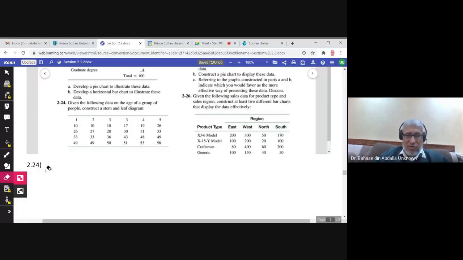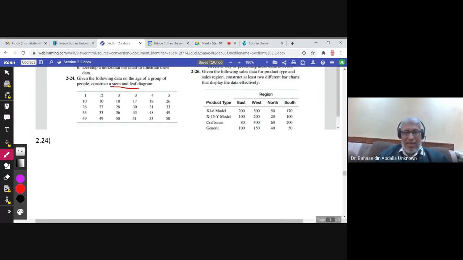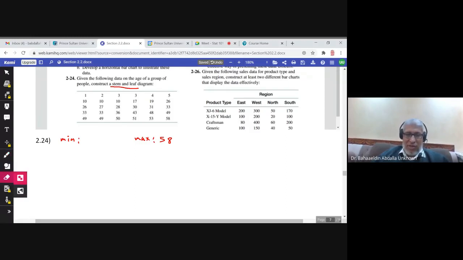Let us do 2.24. 2.24 is another question about stem and leaf. So let us construct the stem and leaf for question 2.24. Although the data here is arranged, if the data is sorted like this, the stem and leaf would be very easy. So what is the minimum number here? The minimum number is 1, and the maximum is 58. Now this is two digits, and this is 1 digit. So I need to make it 2 digits. So I can write it 0, 1.